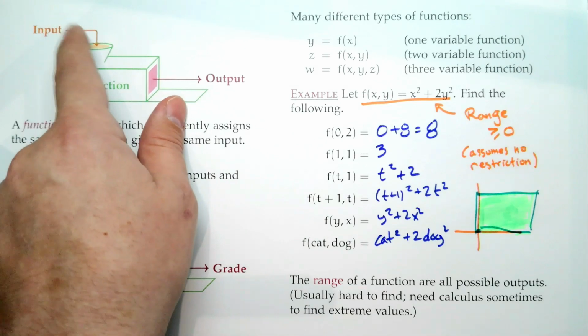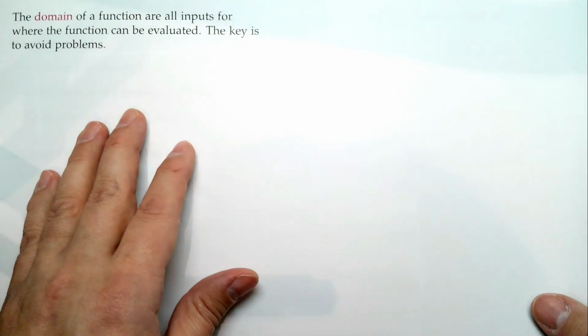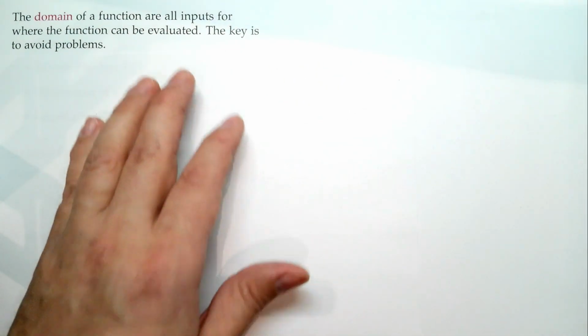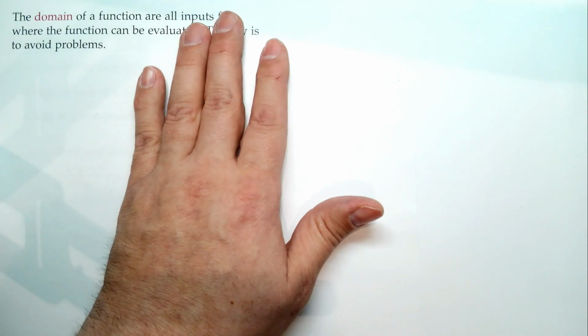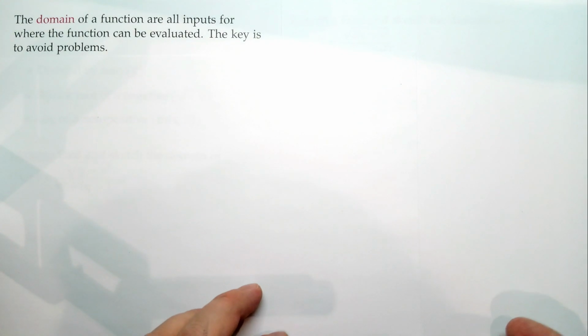The other thing is the input. Well, what do we call the input? The domain. Yes. Now, whereas range is hard, domain tends to be pretty easy because there's more or less only a few things that can happen that cause us headaches. Things we want to avoid. Okay, so let's talk about some common problems. More or less, there's 3 of them.